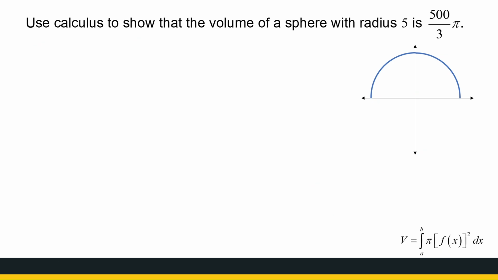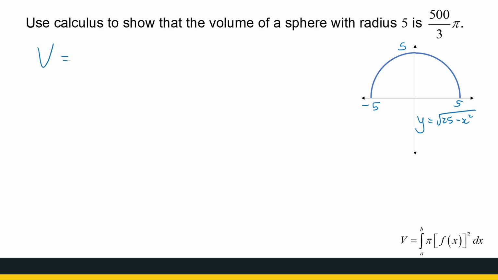Now we're going to use calculus to show that the volume of a sphere with radius 5 is 500 over 3 pi. So the first thing we need to remember is that I get a sphere by taking this function, y equal to the root of 25 minus x squared. If I rotate it about the x-axis, then my resultant shape is a sphere of radius 5. So we're going to use that formula to see if we get the same volume.